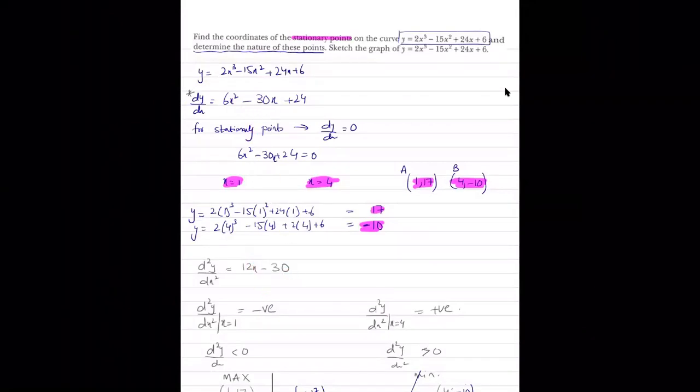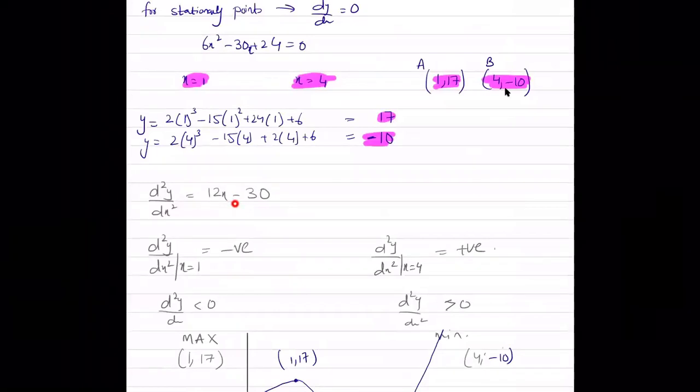Now, when you have the second derivative, what you are going to do is take x as 1 and plug it in here. You're going to find the second derivative at x equals 1. So when I insert 1, I get 12 minus 30, which is a negative value. And when I insert 4, 4 times 12 is 48, 48 minus 30 is plus 18, which is a positive value.